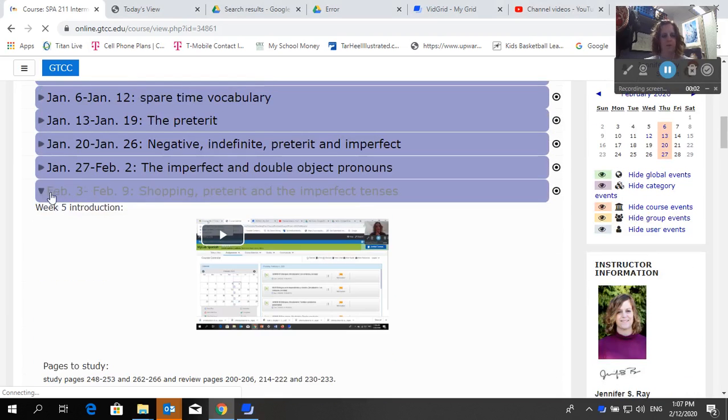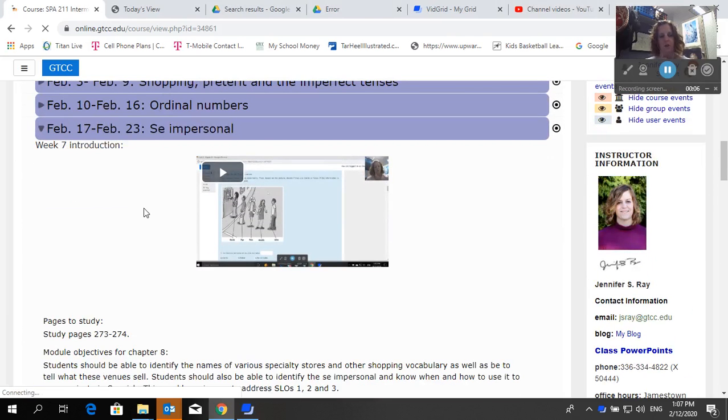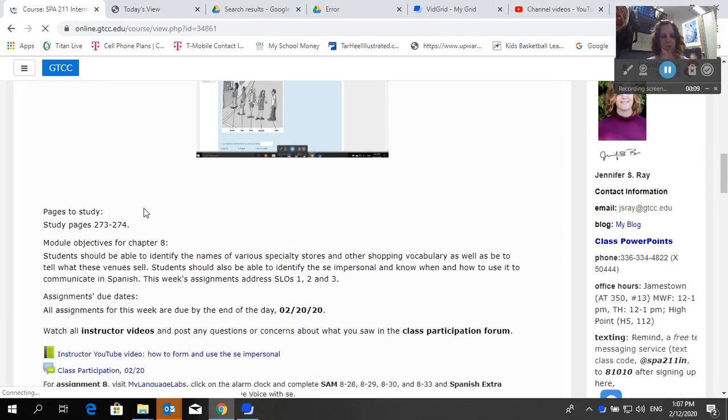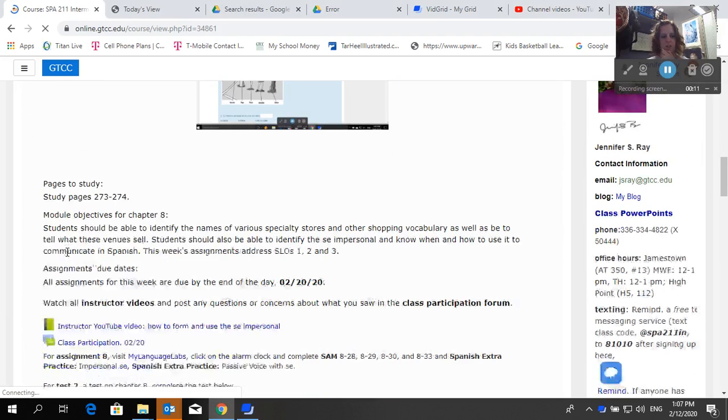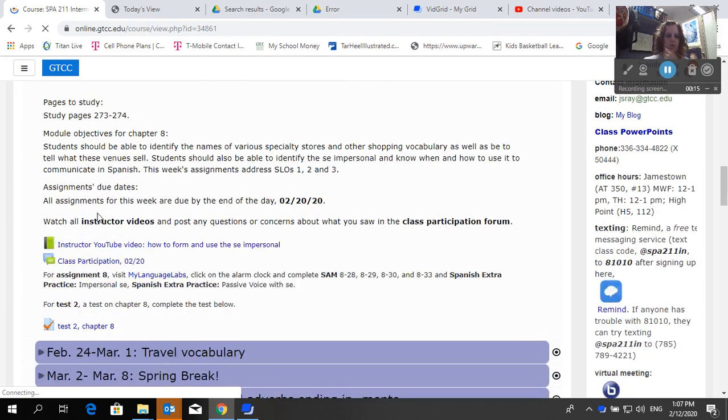Okay, I'm going to go ahead and introduce week 7, which is February the 17th through the 23rd. We're looking at the same personal. You're going to want to study pages 273 to 274. At the end of this week, you should be able to identify the names of various specialty stores and other shopping vocabulary, as well as be able to tell what these venues sell.